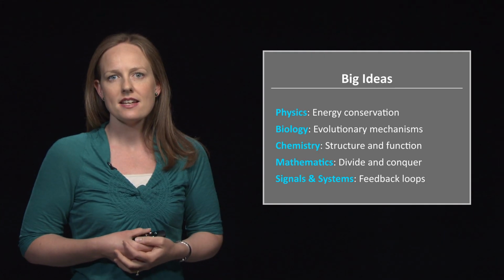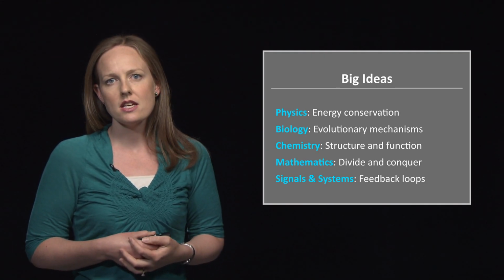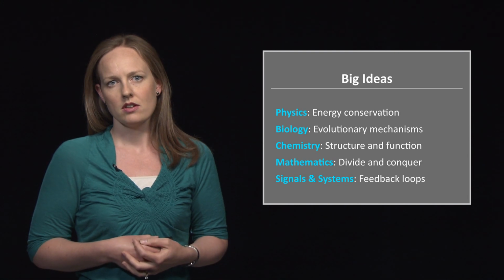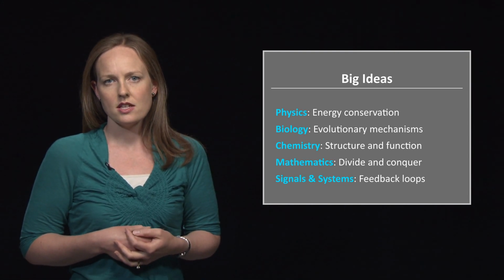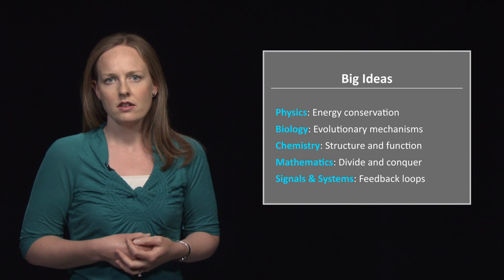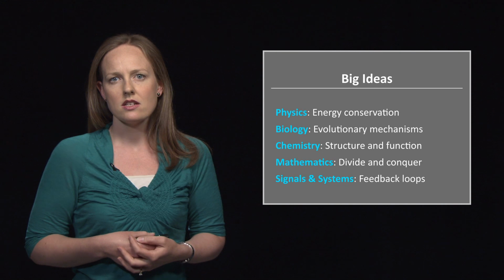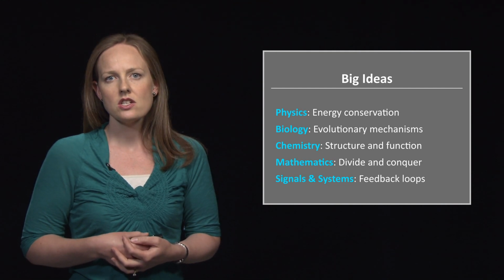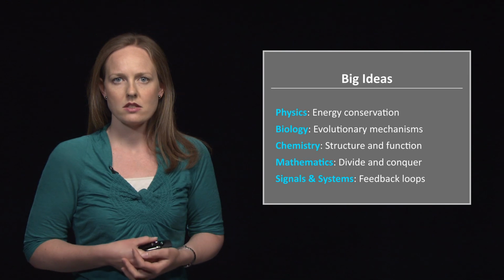Even though the big ideas listed here are only listed for one discipline, they are frequently interdisciplinary in nature. For example, the relationship between structure and function is relevant to biology as well, in that by understanding a protein structure, you can understand its function. In addition, feedback loops are also relevant to biological regulatory networks.